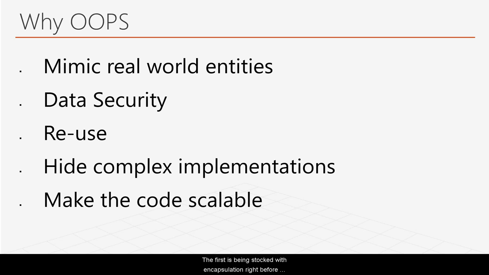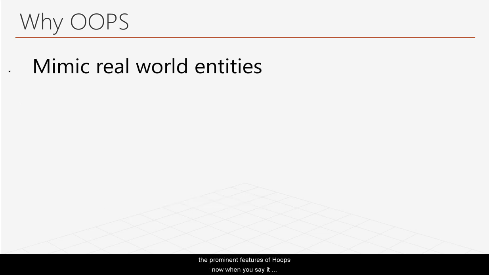Before that, in the OOPS concept overall, why do we have to go for OOPS? Last section we talked about it, but quickly a recap of it. OOPS mimics real world entities. OOPS enables data security. OOPS helps in reuse. Your code reuse is enabled in OOPS. OOPS hides complex implementations from the end user. Whoever is going to be the consumer of a particular class will not need to know the details of implementation. And OOPS makes the code scalable. These are some of the very prominent features of OOPS.